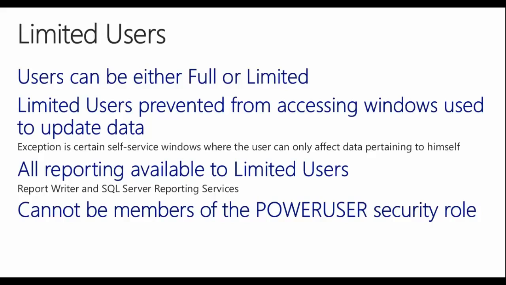A user in GP can either be set up as full or limited. Limited users are prevented from accessing windows used to update data. The exception to this is certain self-service windows where the user can only affect data pertaining to himself, such as the time and procurement sections we looked at earlier. All reporting is available to limited users, including Report Writer and SQL Server Reporting Services. A limited user cannot be a member of the Power User Security role.